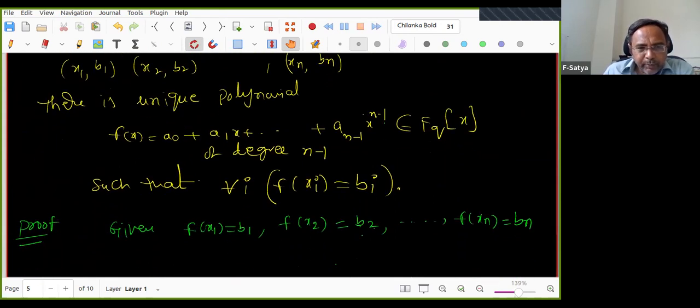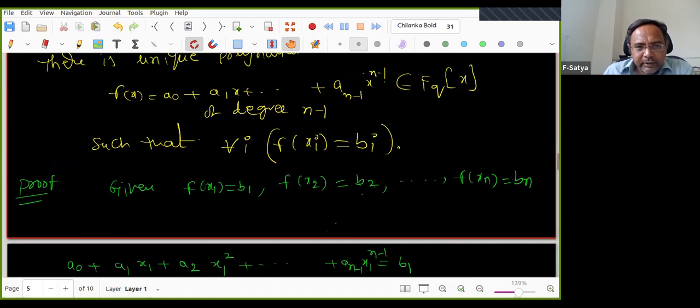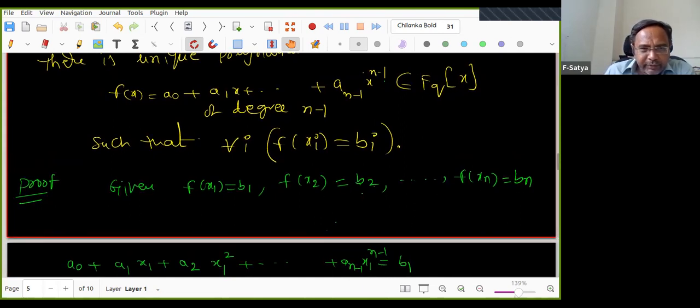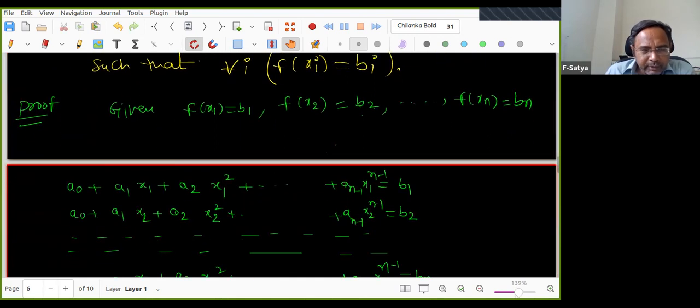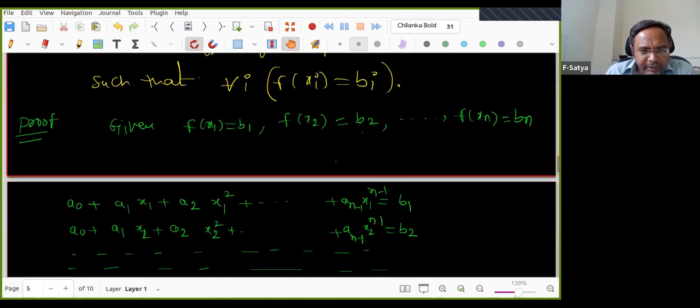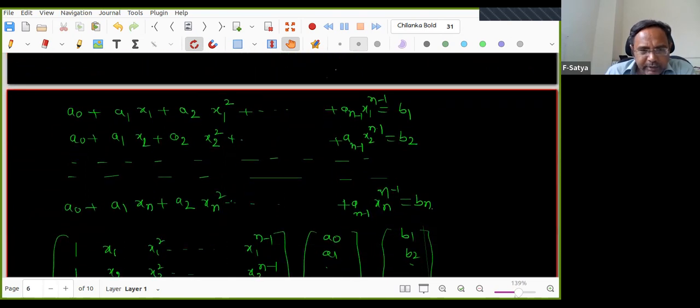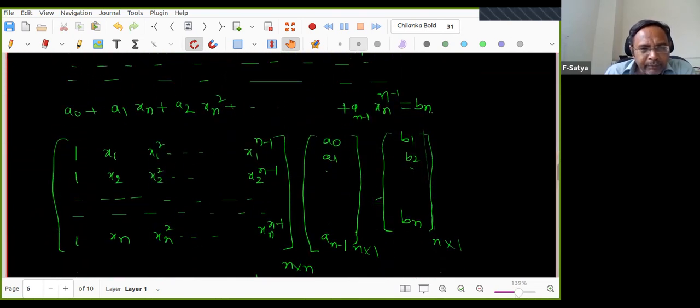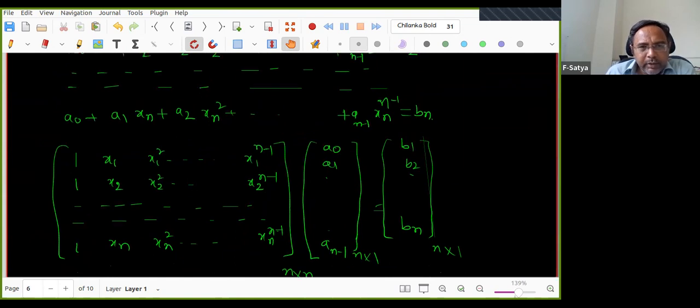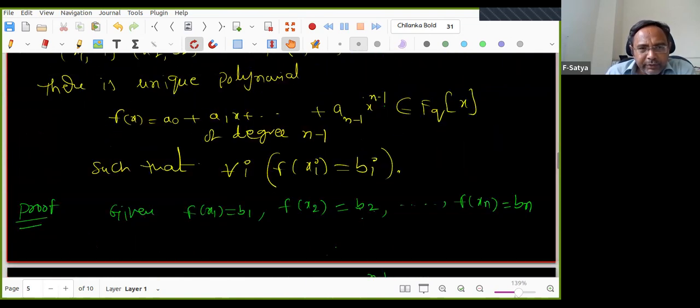So how do we need to prove that? It is given that f of x1 equal to b1, f of x2 equal to b2, and so on, f of xn equal to bn. Now we need to show that this polynomial is unique. So if you substitute x1, a0 plus a1 x1 plus a2 x1 square and so on, an minus 1 x1 power n minus 1 equal to b1. Like that we'll get equations, right? Now we can convert it into matrix form. We do not know these coefficients a0, a1, an minus 1. We need to find them out.